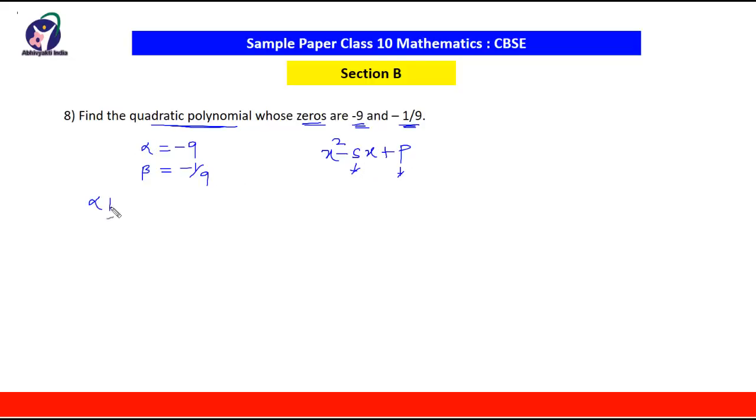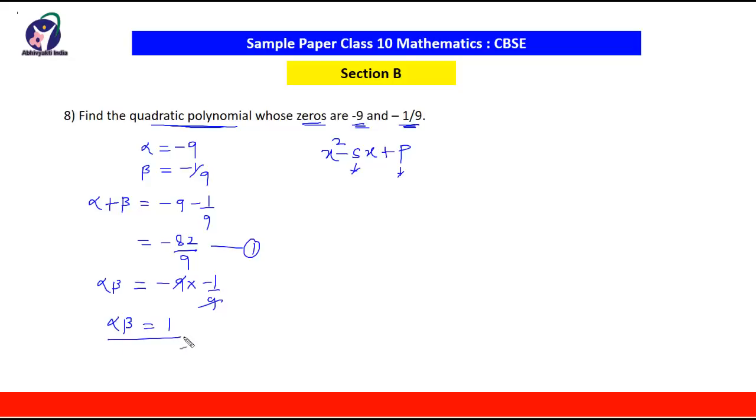So the sum of the roots will be alpha plus beta, that is equal to -9 minus 1/9. So which is equal to 9 nines are 81 and 1 is 82, so it will be -82/9. So alpha plus beta is equal to -82/9. Now we will find the product of the roots, alpha beta, that is -9 into -1/9. Minus minus will be plus and 9 will get cancelled, and alpha beta will be equal to 1.